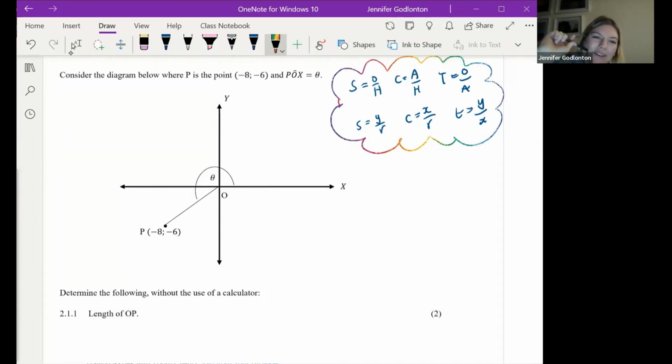Okay, so we have been given a Cartesian plane, and we've been given point P, which is (-8, -6), and we've been given theta. And they are wanting us to determine the length of OP. So how do we do that? What is the name I'm looking for? It's an old maths name. I think is it Pythagoras? Yes, Pythagoras. Correct. Look at that. Ding, ding, ding.